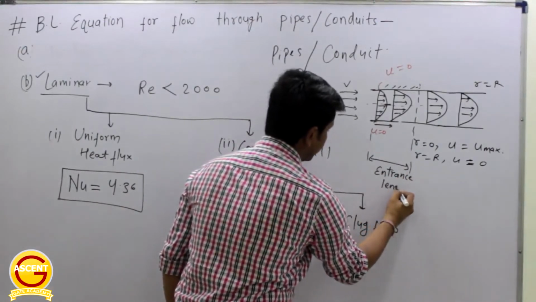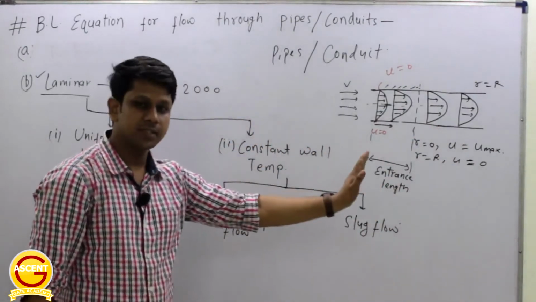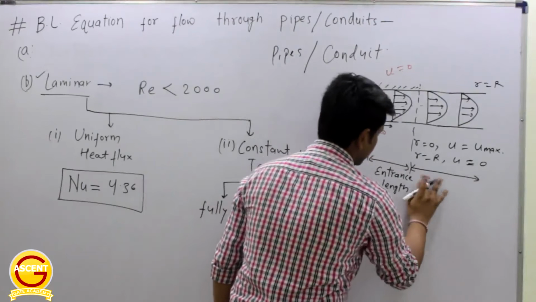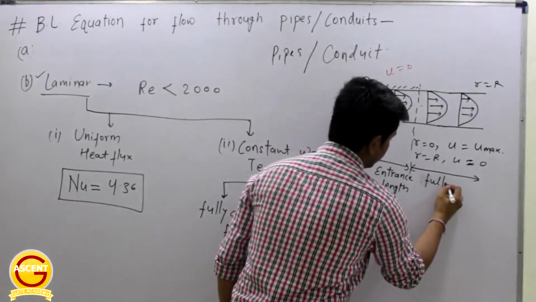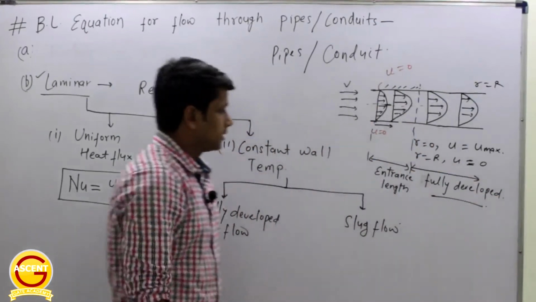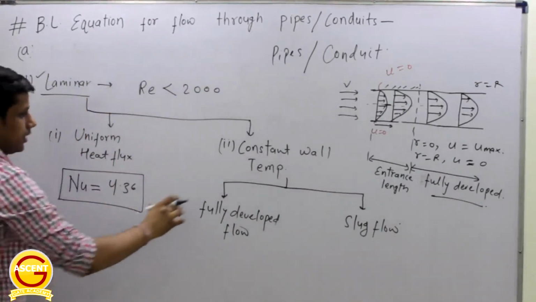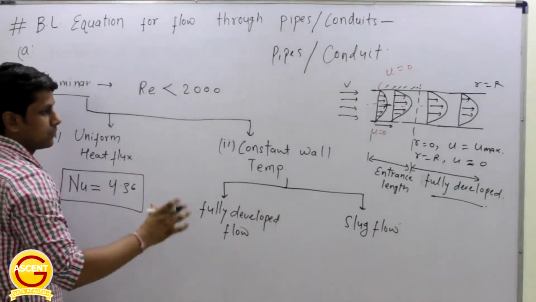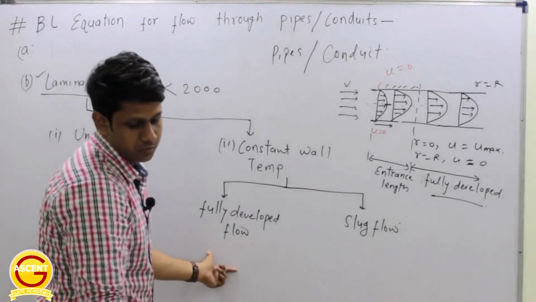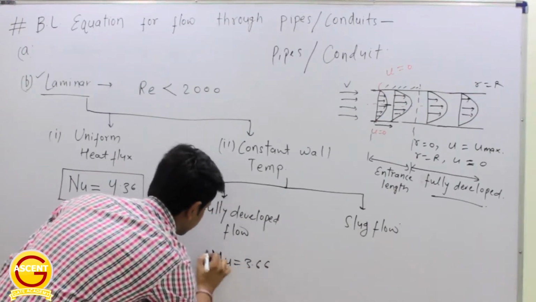Okay, so this is the entrance length, and this length, where the profile has already developed and is not changing with x, is known as fully developed flow or fully developed velocity profile. So in a question, if it is given that there is flow through a pipe with constant wall temperature and the flow is fully developed, then you have to use the Nusselt number value of 3.66. So in this case the Nusselt number will be 3.66.